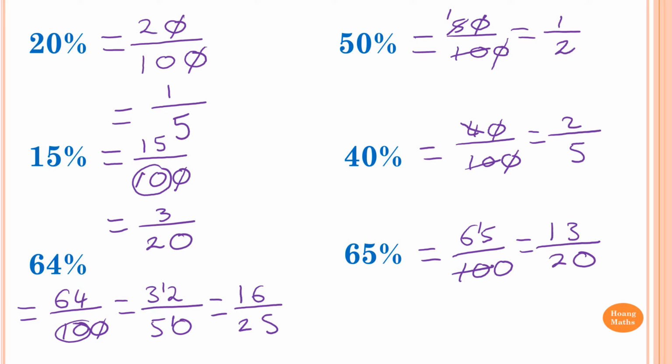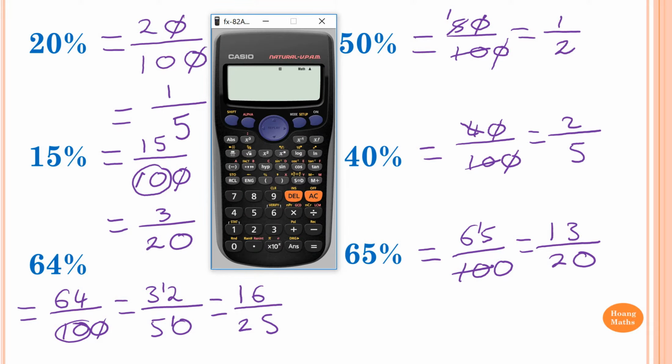Of course, you can check your answer using a calculator. So let's say 20% means 20 over 100. And then I just press equal, see, 1/5. 15%, you can write 15 over 100. So it should give you 3 over 20. See, it's correct.